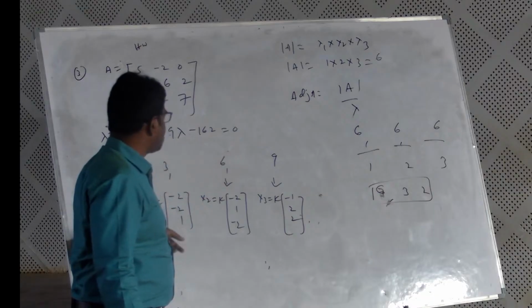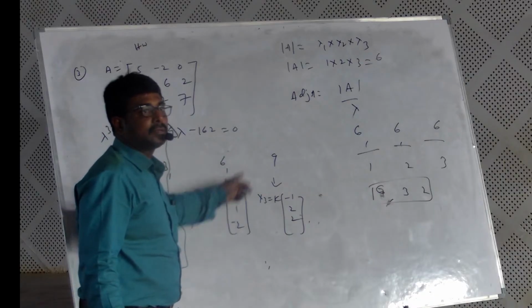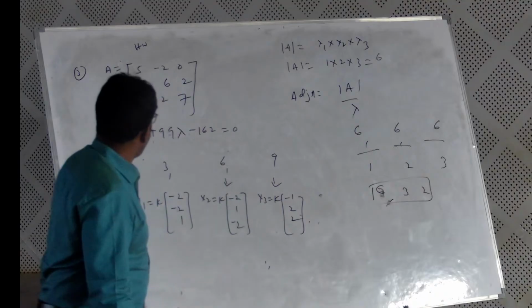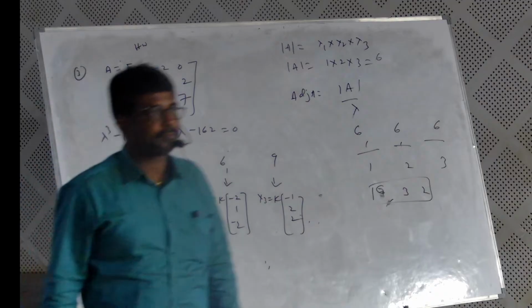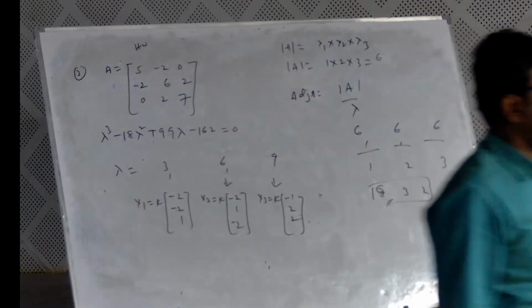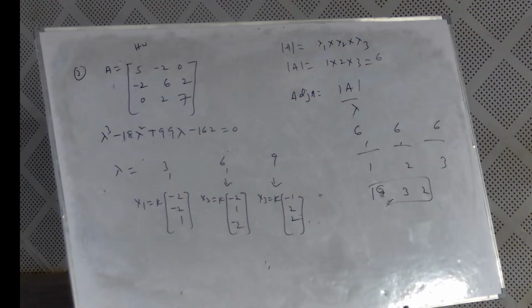3 gives the first vector, finding the eigenvectors. Up to eigenvalues you will get 5 marks. For eigenvectors you will get 5 marks. 10 marks question, 5, 5. Do it. Eigenvalues are distinct or repeated? 3, 6, 9. Okay? Take it as a homework sum. Then I will move to the next theorem. Next, I will move to the next concept.